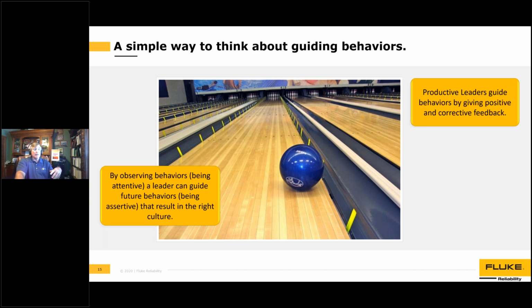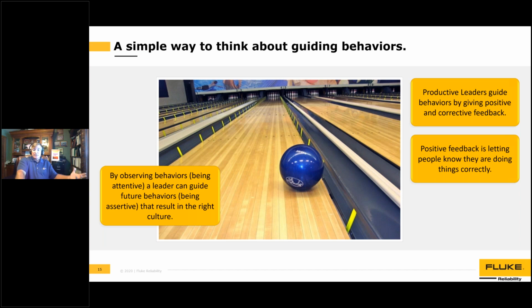Most of the time, leaders who aren't doing this correctly tend to give a lot of corrective feedback, not enough positive feedback. So you have to learn to do both. They should be balanced. Positive feedback is letting people know that they're doing things correctly. That's extremely important. You may think that they know what's correct, but if they're not sure, by giving them positive feedback, it's number one, letting them know that you are being attentive, you're watching what they're doing, and that means that you're reinforcing those positive behaviors.